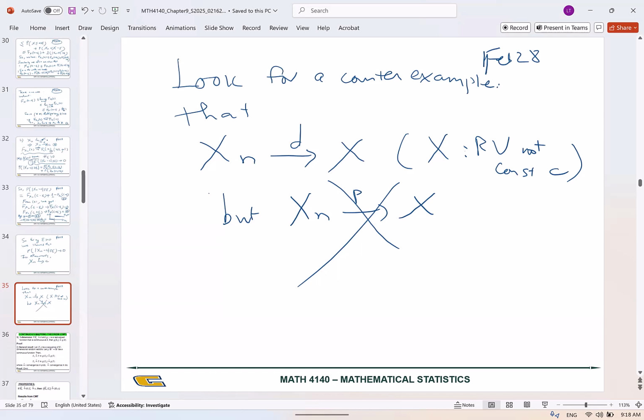But how about if it converges to anything, maybe any random variable that is not a constant? Then this probably will be violated. So this is your task. Find it. I will give this problem in the test too, so you may see it.